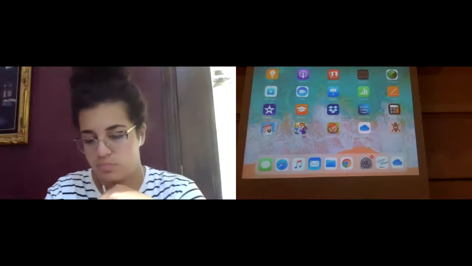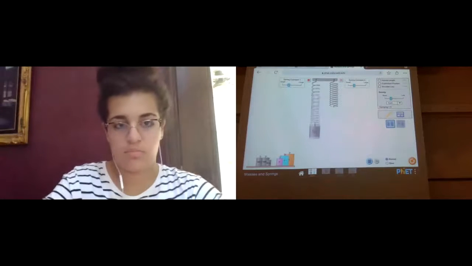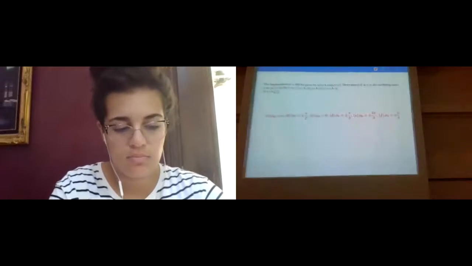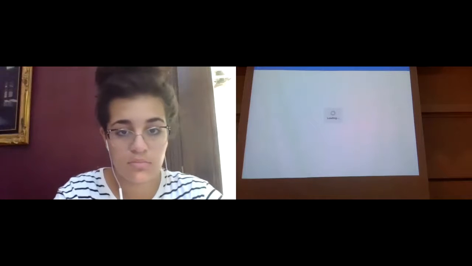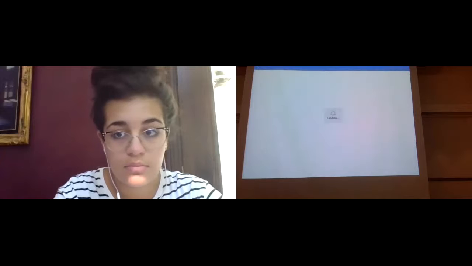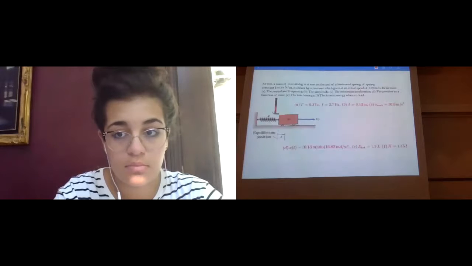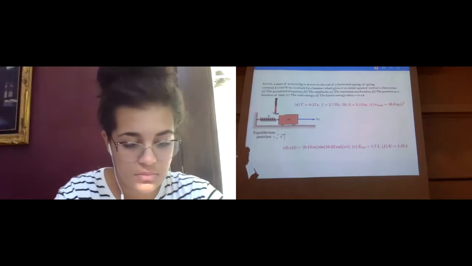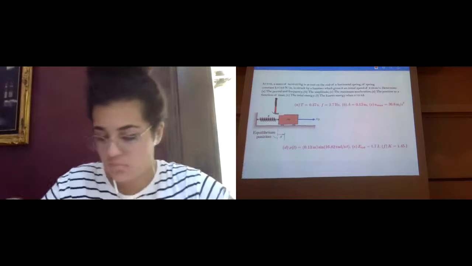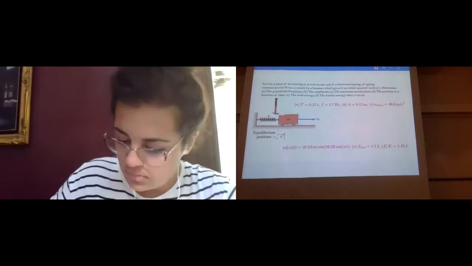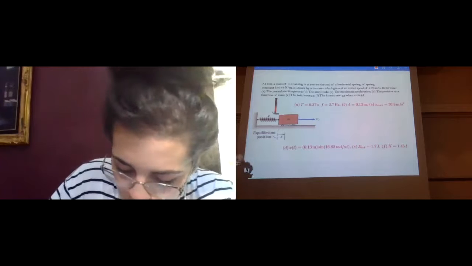So the next example says, oops, wrong one. So this one says that at time equal to 0, we have a mass of 0.65 kilograms, that's this guy, initially at rest at the end of a spring, where the spring constant of the spring is 184 newtons per meter.